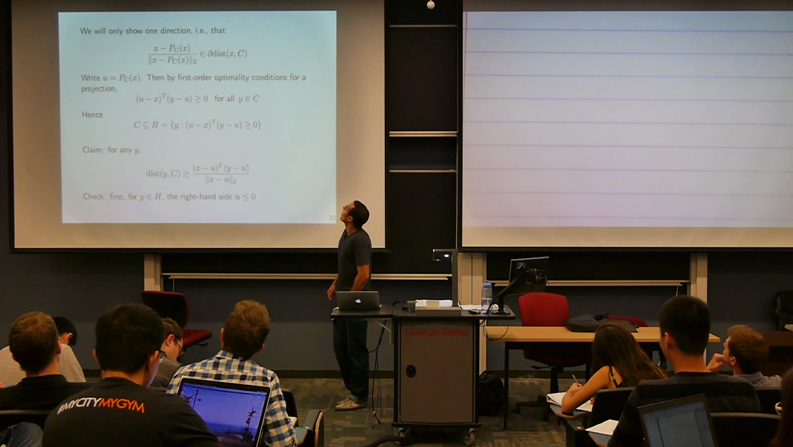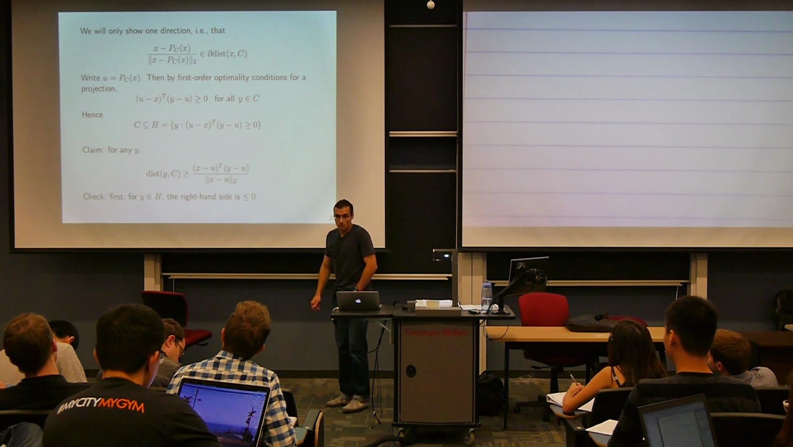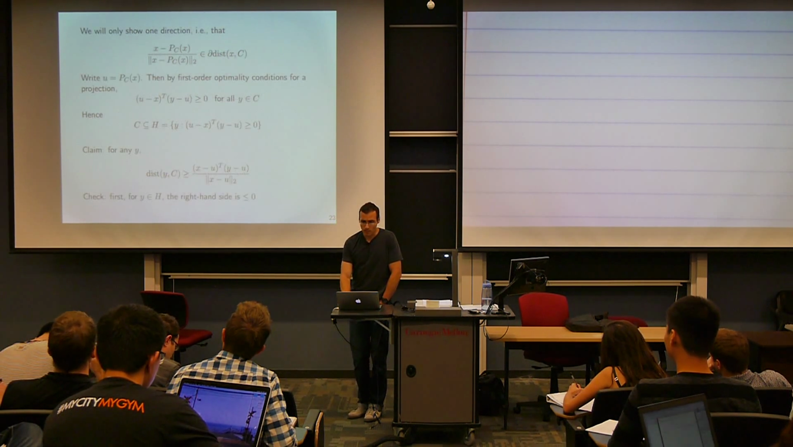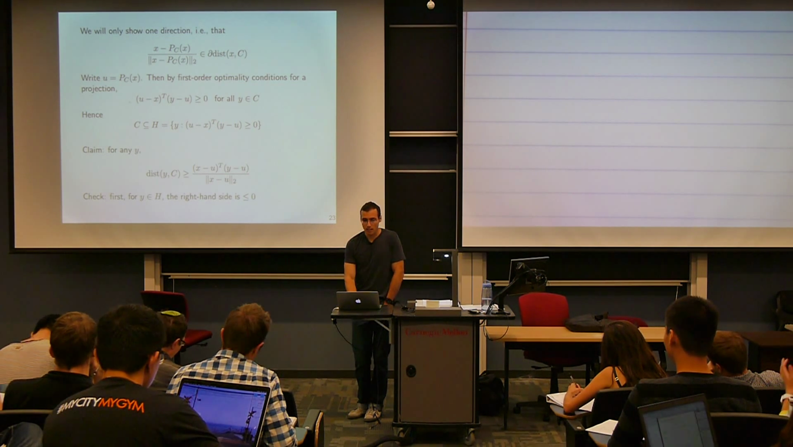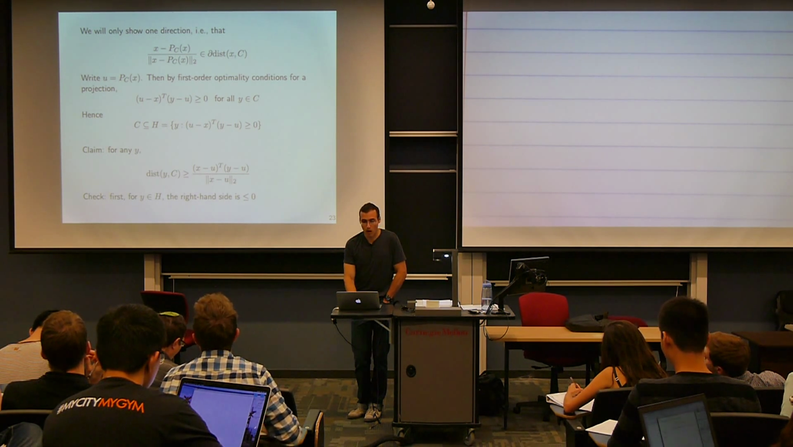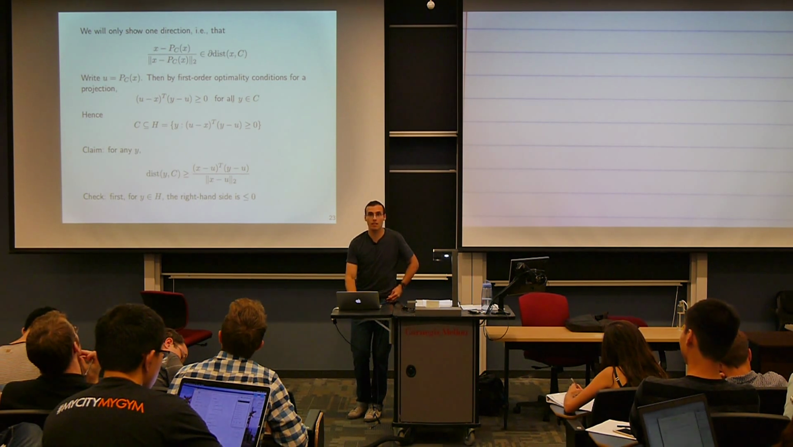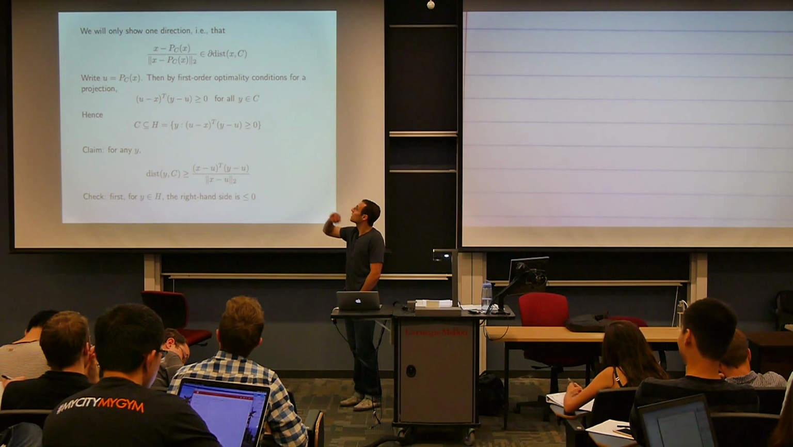So by the first order optimality conditions for basically this problem, the ones we just learned, I'm just saying here that the gradient transpose y minus u has to be bigger than or equal to 0 for all y in the set. That's the condition for optimality of u. So we get that expression.